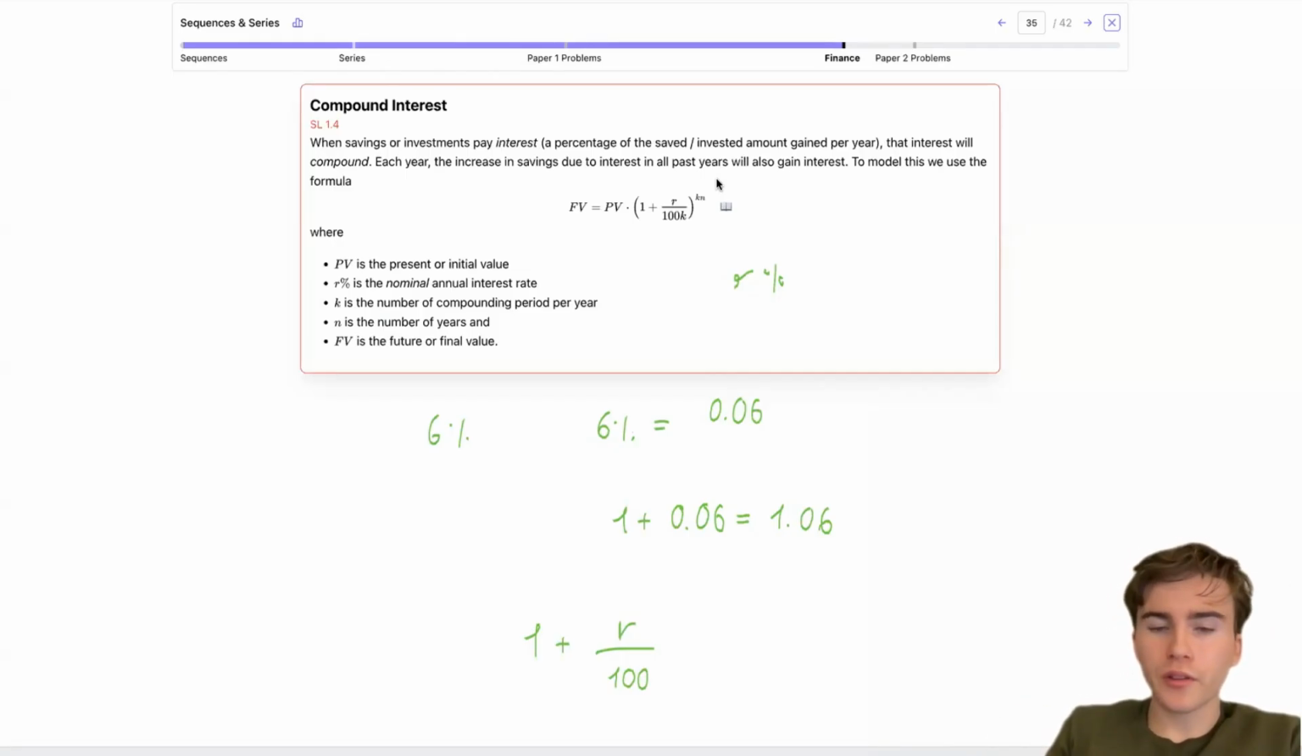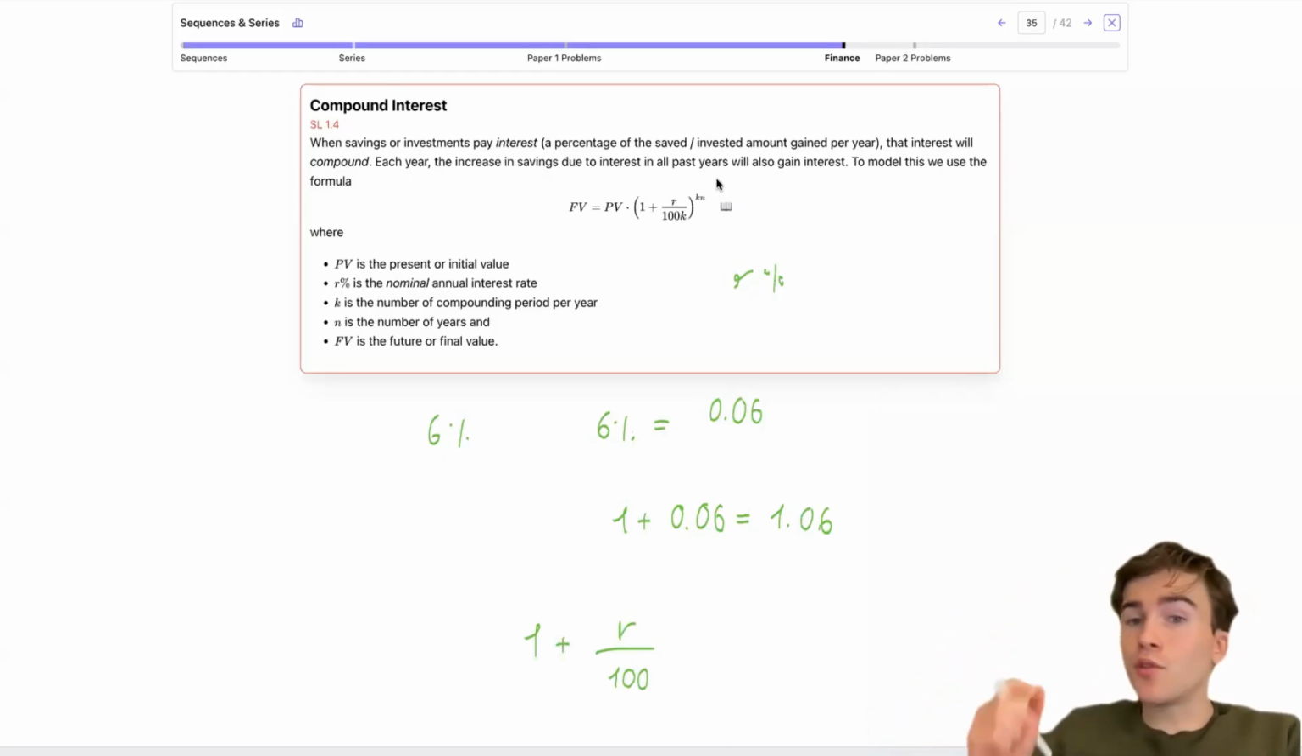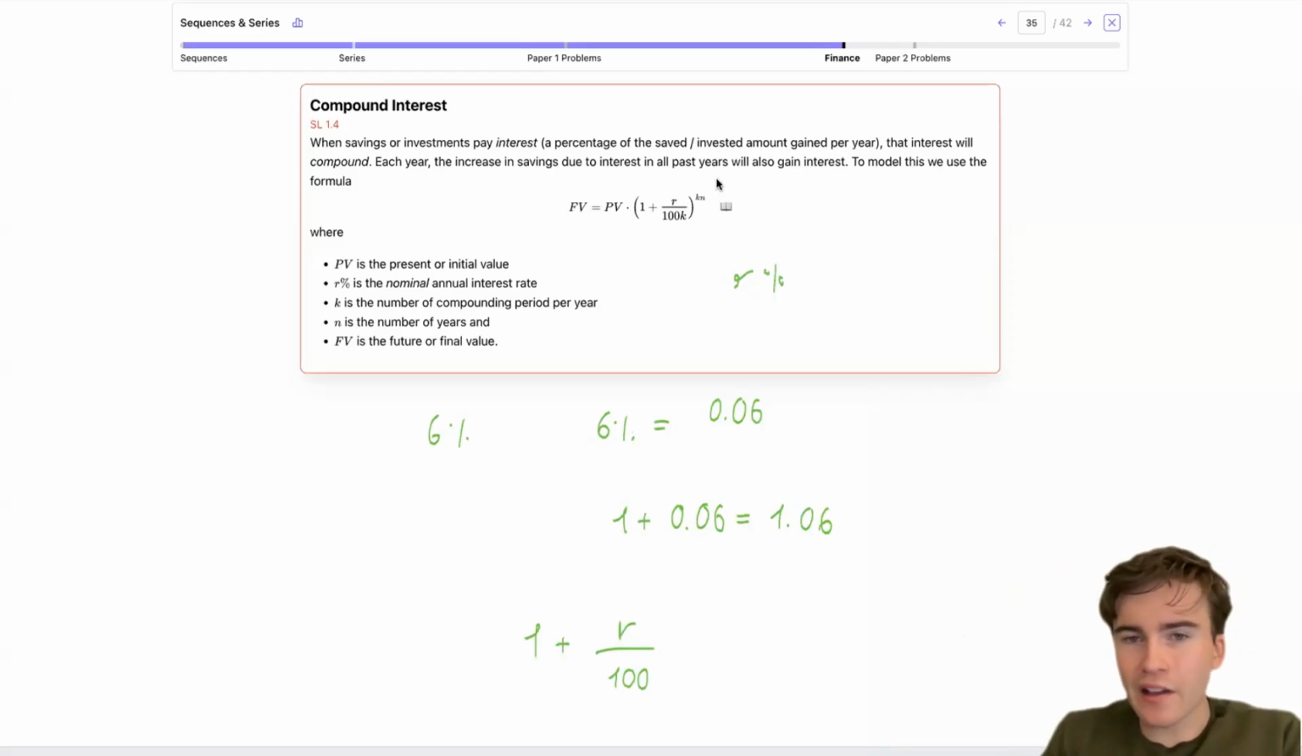if I compound quarterly, then the second time that I earn 1.5%, I'm not just earning 1.5% on what I had at the beginning of the year. I'm earning 1.5% on the initial value plus the 1.5% that I already earned. So the more compounding periods you have in a year, the better it is for your savings.